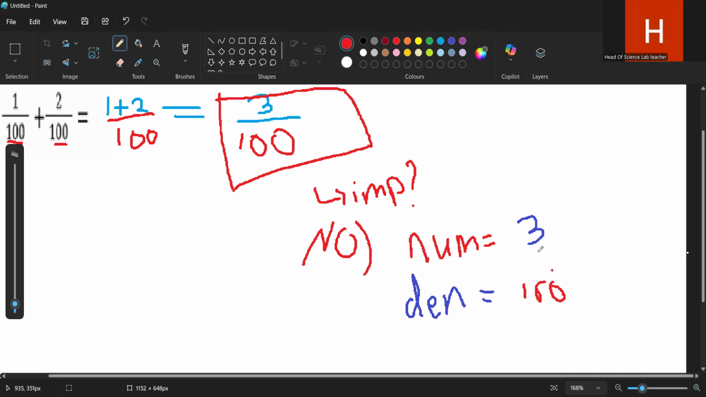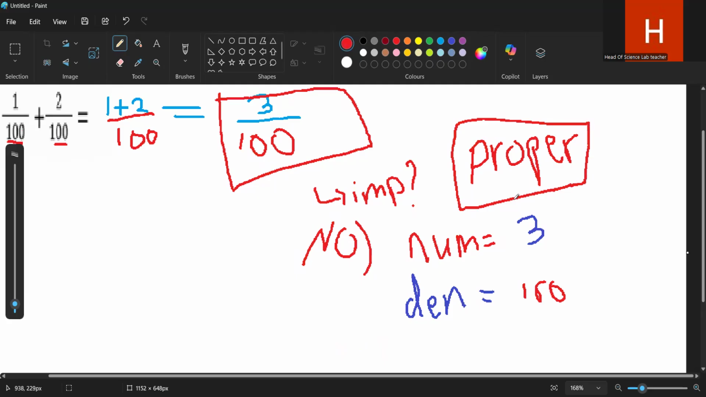Whenever the denominator is bigger than the numerator, we have a proper fraction. And so because we have a proper fraction, we don't need to simplify. We don't need to use any of our simplification methods. Okay? In our case, it's just obviously dividing the numerator by the denominator, but we don't have to do that here because we have a proper fraction.